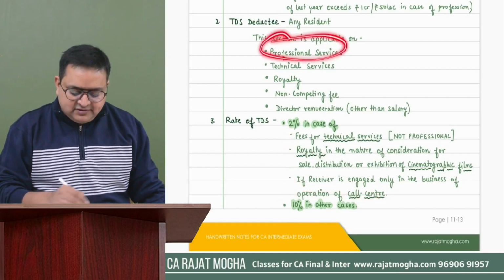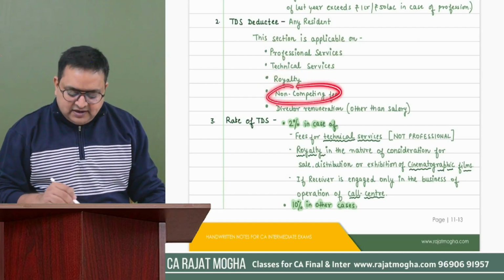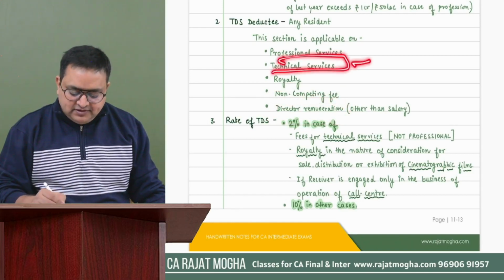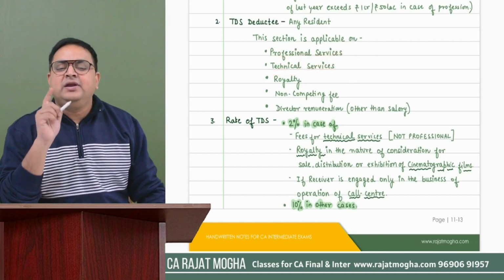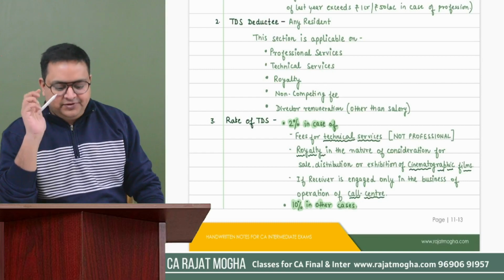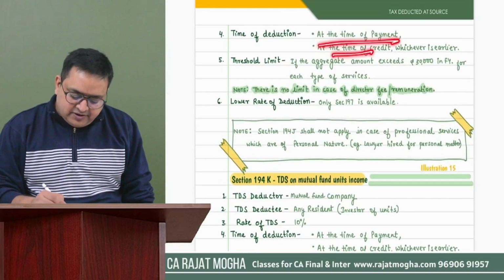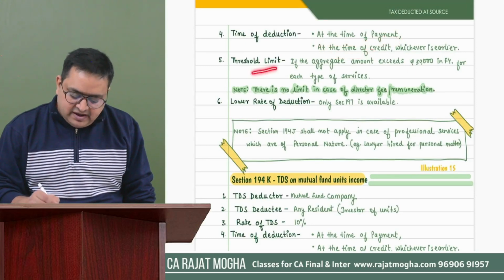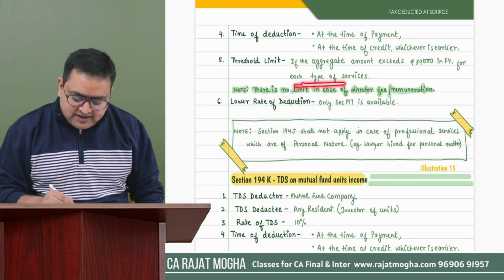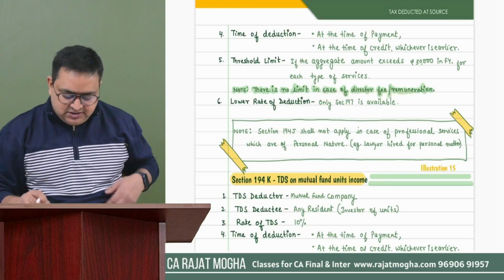So how much is for professional services? 10%. How much is for other royalty? 10%. Non-compete fees 10%. Director remuneration 10%. But if it is a case of technical services, 2%. If it is royalty, only which royalty? Cinematographic films, 2%. In case of operation of a call center, 2%. Right? Time of deduction is the time of payment or credit, whichever is earlier. The threshold limit I have already discussed with you, 30,000 rupees for each type of service. But for director remuneration, there is no such threshold limit.